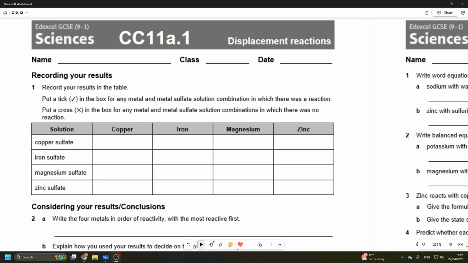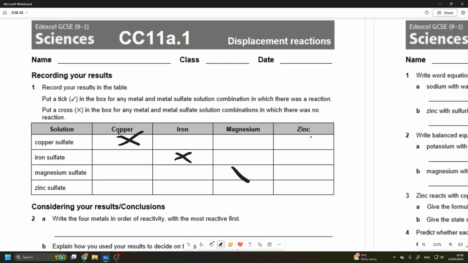Hey guys, so today we're looking at this worksheet for C11.1, which is displacement reactions. So the first thing we did was we did the practical. Now this table should be filled out of all the results of all the practicals you did. So let's just very quickly fill this out.